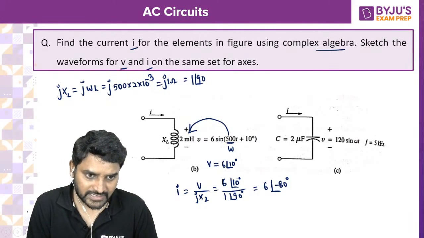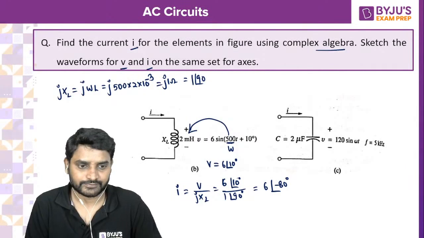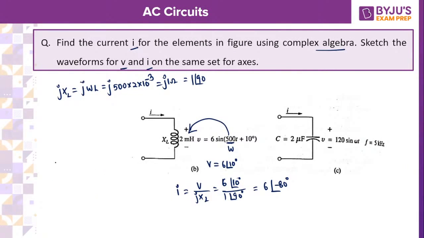If you draw the phasor, it will be like this. Please see, everybody. I am taking real and imaginary axes. The voltage magnitude is 6 at an angle 10. So from the real axis, the voltage will be at this point, 6 at an angle 10 degrees. So this magnitude is 6 volts.